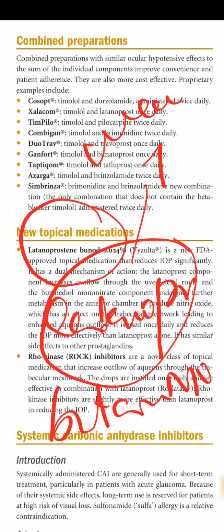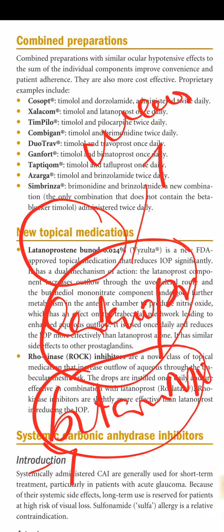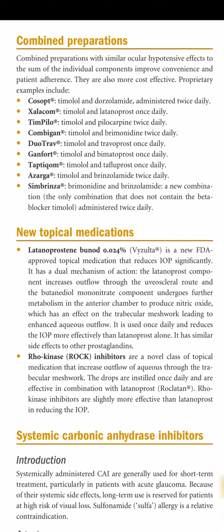It increases the uveoscleral outflow, whereas butanediol, basically in the anterior chamber, is metabolized and gives production of nitric oxide, which acts on the trabecular meshwork and increases the outflow. So these are more effective in lowering IOP.